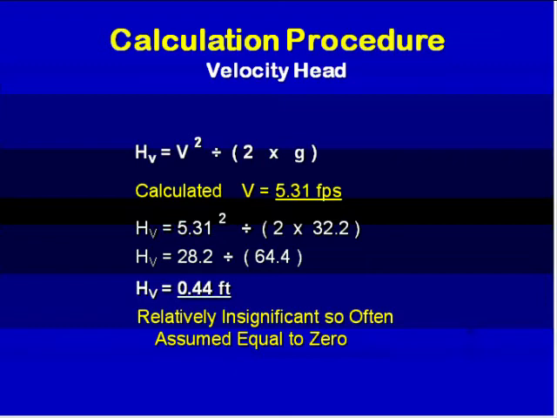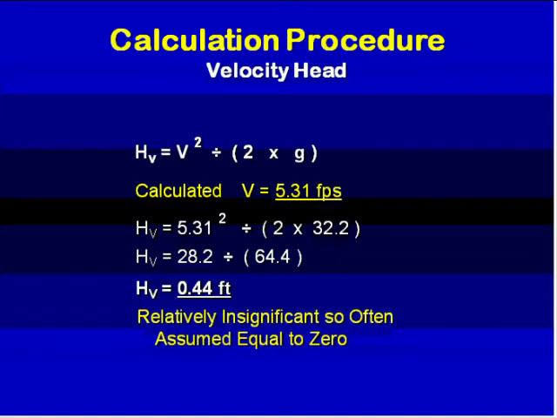Now, when we move from calculating the velocity to the velocity head, we basically take our velocity and divide it by 2 times the acceleration of gravity. So if we put those numbers into this equation, 5.31 feet per second squared, divided by 2 times 32.2, which is the acceleration of gravity, we come up with 28.2 divided by 64.4. So our velocity head in this pipeline scenario is 0.44 feet.